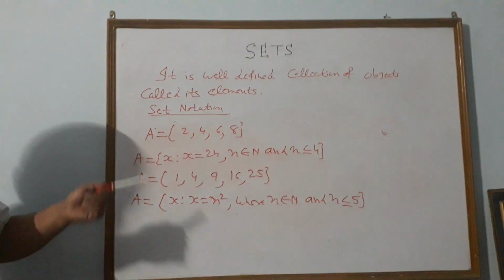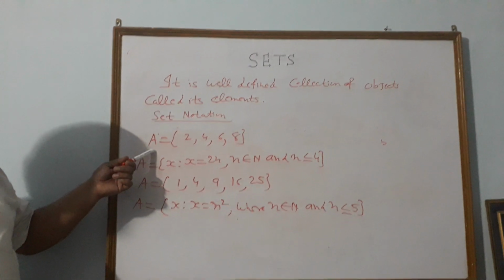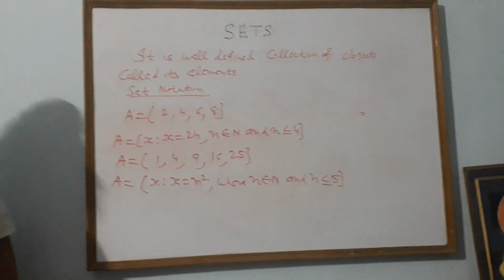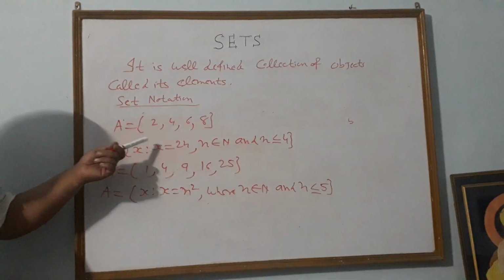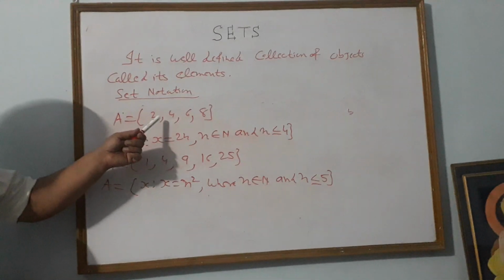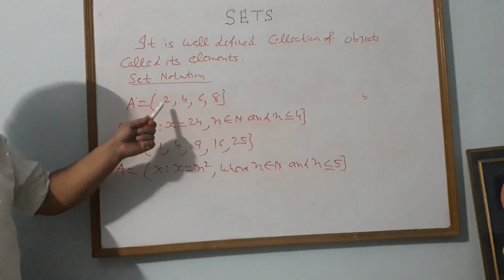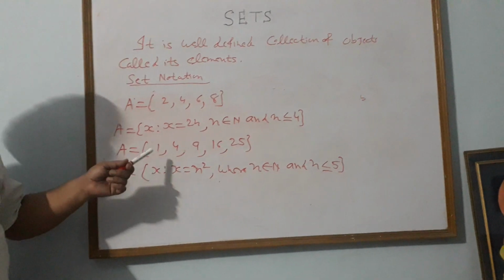A set is always written with a capital letter, like A. There are two set representations. One is roster form or tabular form, in which we write each element separately. The other is set builder form. Thank you.